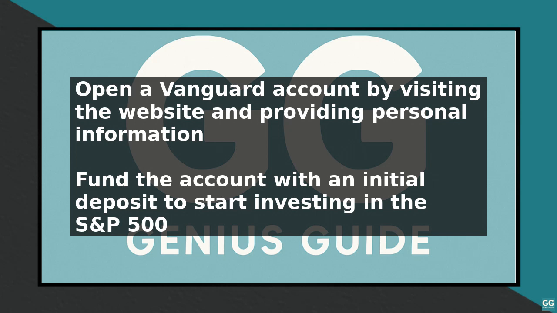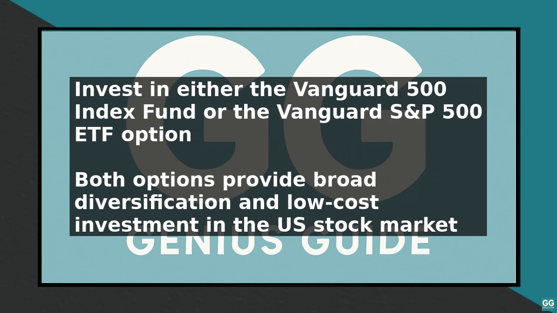When investing in the S&P 500 through Vanguard, you have the option to invest in either the index fund or the ETF. The index fund is a mutual fund that tracks the S&P 500 index, while the ETF is an exchange-traded fund that also tracks the S&P 500 index. Both options provide broad diversification and can be a low-cost way to invest in the U.S.